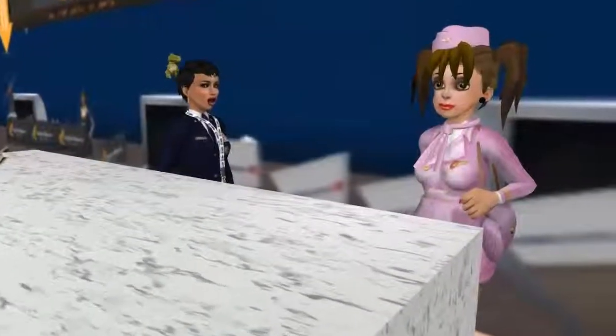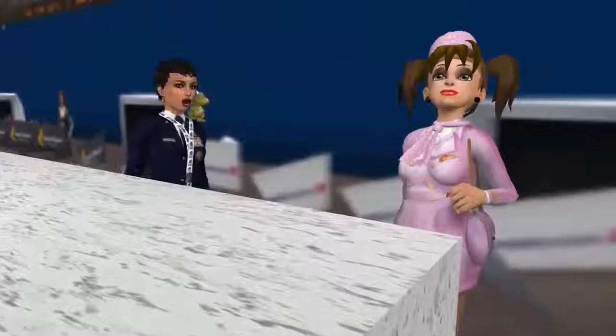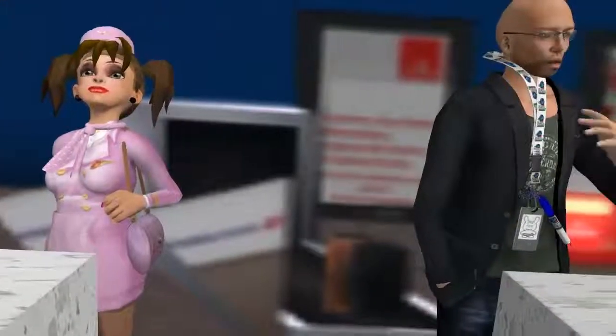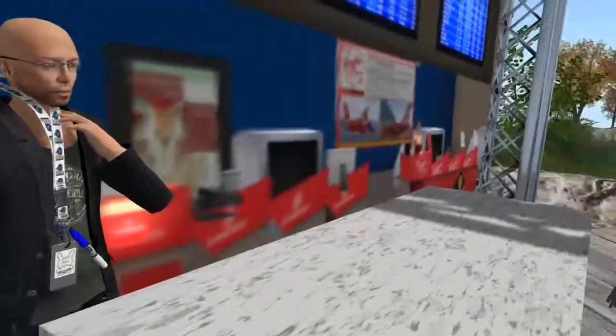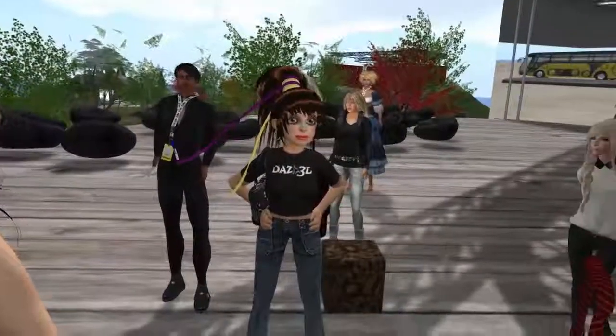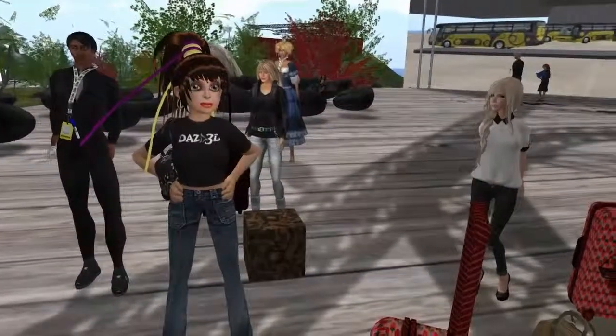My name is air hostess, yes? Well, you're an air steward. A quick change of gender. Steward, not a stewardess. We don't expect you to wear a dress.